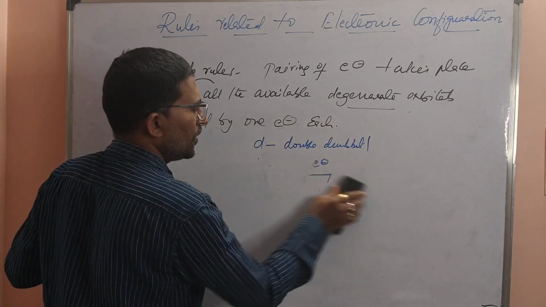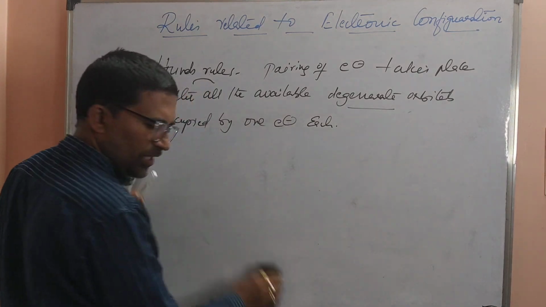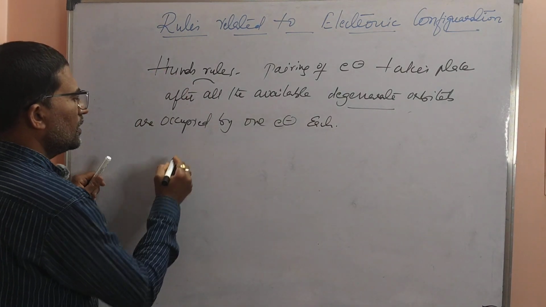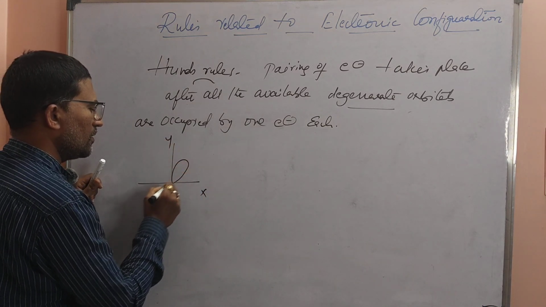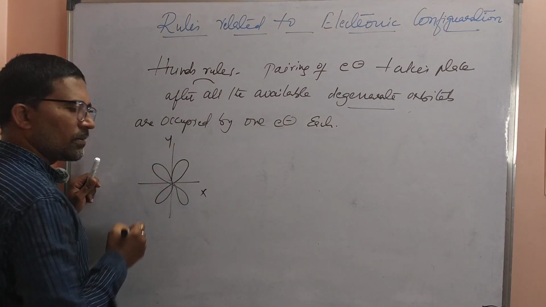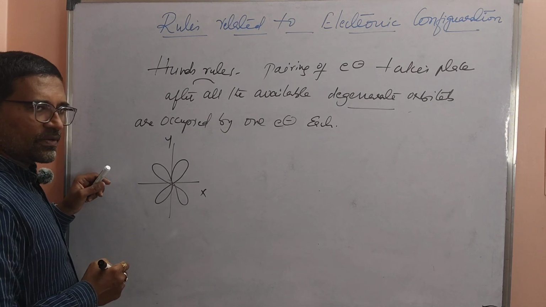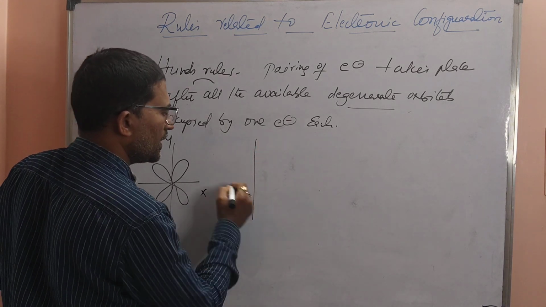Listen carefully. Now we have dxy. This is x and this is y. One dumbbell, and this is another, a double dumbbell shape. I told you already, the d orbital has a double dumbbell shape. dxy.